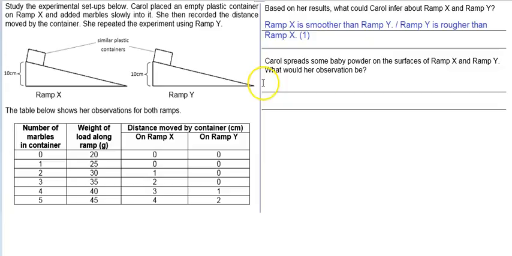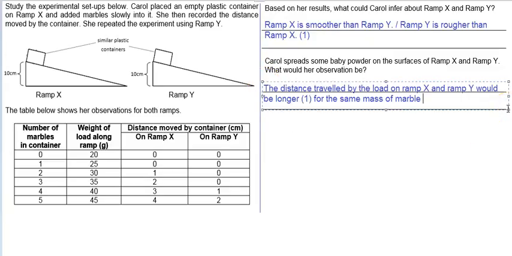So if Carol spread some baby powder on the surfaces of ramp X and ramp Y, you can expect her observation to be that the container with the marbles will be traveling a longer distance for the same mass of marble. So for the same mass of marble is very important. You must state that it would travel further for the same mass of marble.